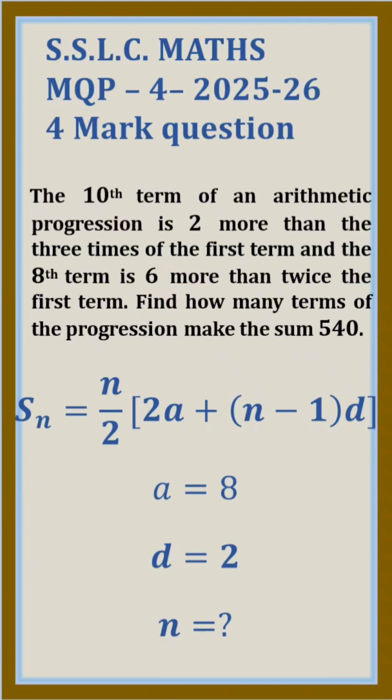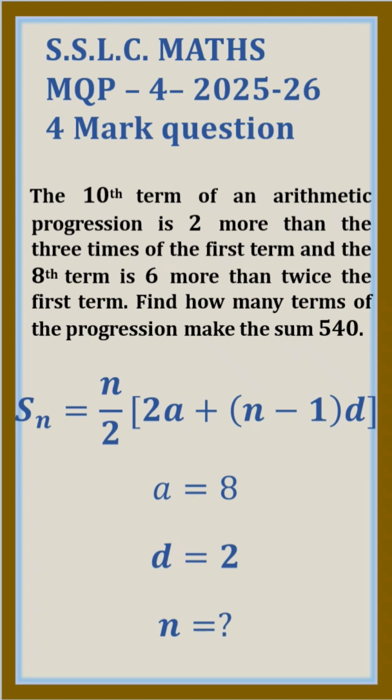In this video, I am going to solve another interesting problem of model question paper number 4 of the year 2025-26. The question is taken from the chapter Arithmetic Progression. Here, both the first term and the common difference are not given. The sum of certain terms of an AP is given. We have to find the number of terms.